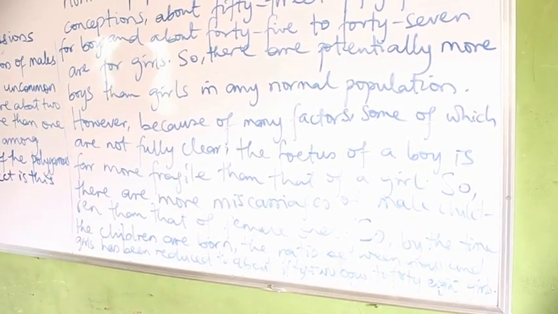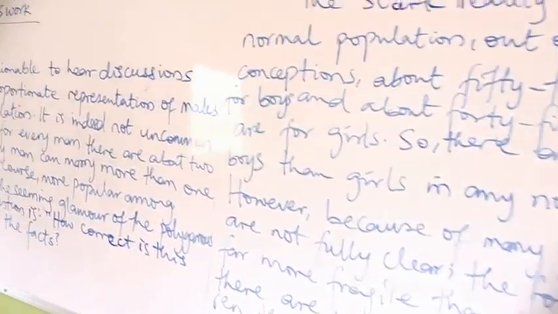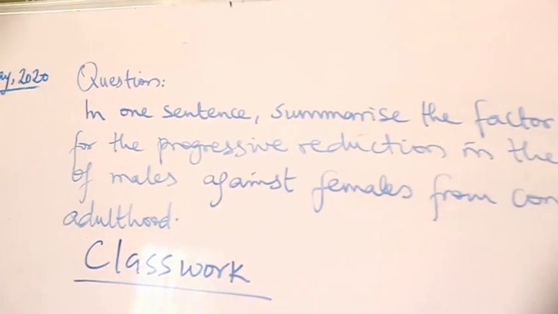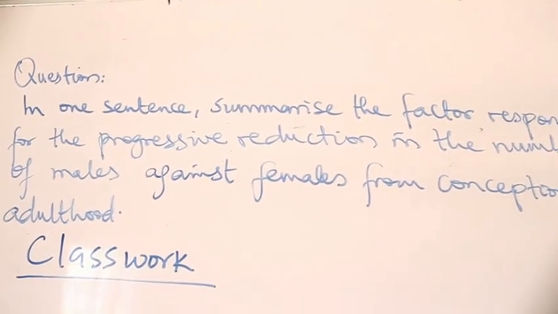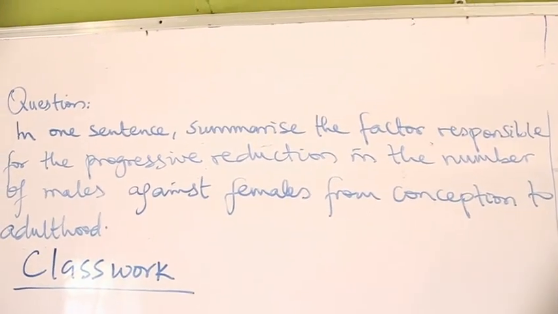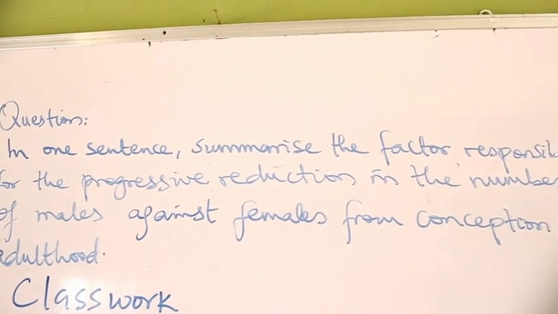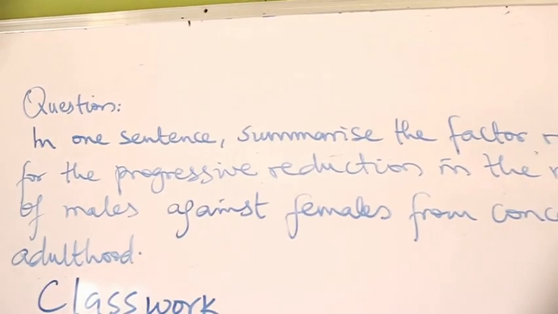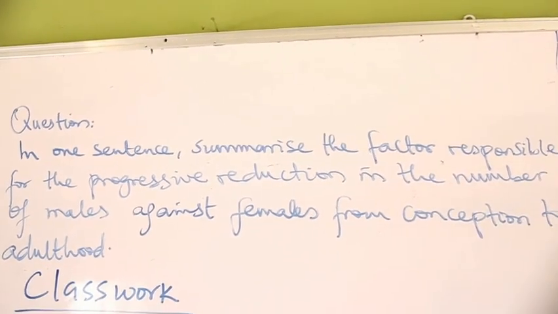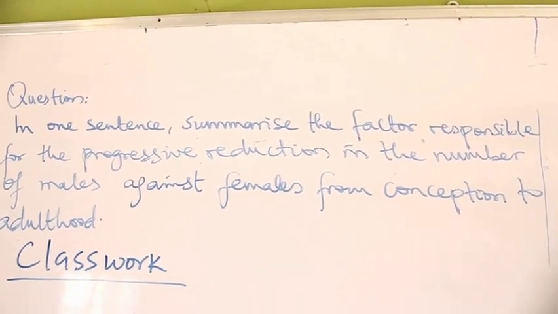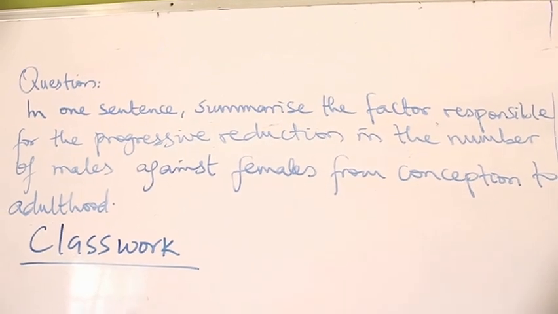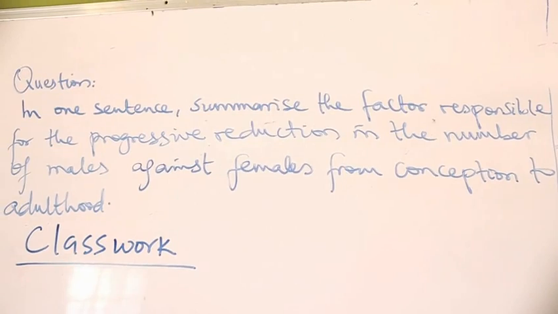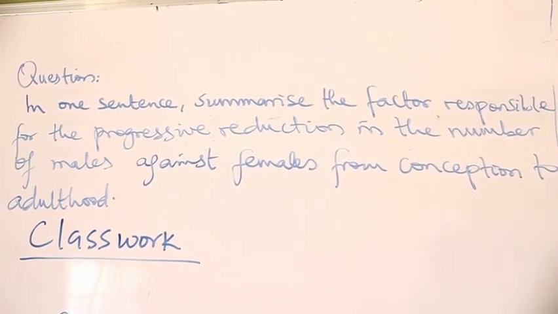Now the question here is, in one sentence, summarize the factor responsible for the progressive reduction in the number of males against females from conception to adulthood.